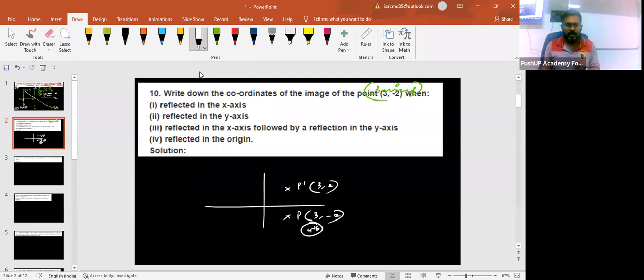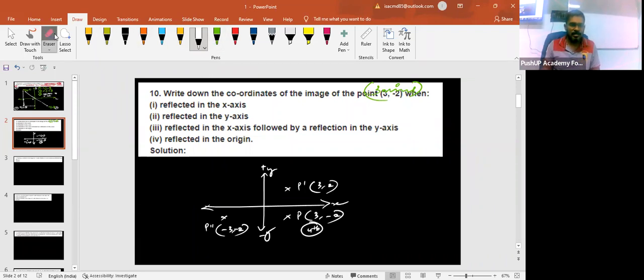Then reflected in the y-axis. This is your y-axis. Why? Because it was going into the third quadrant, isn't it? So here is your P double dash, which is minus 3 comma minus 2, because both x and y are negative. Then reflected in the x-axis, followed by reflection in the y-axis. All right. Now listen, children.